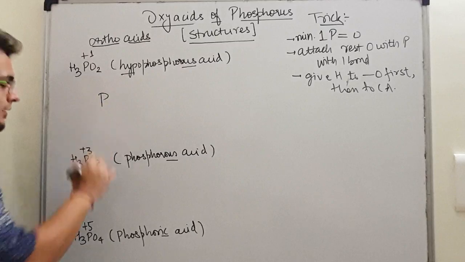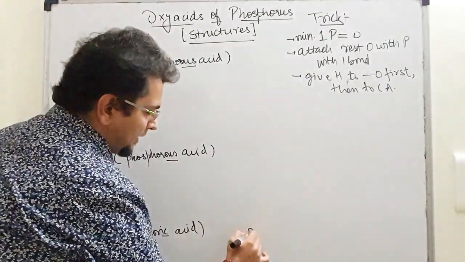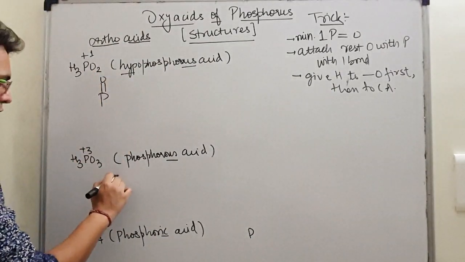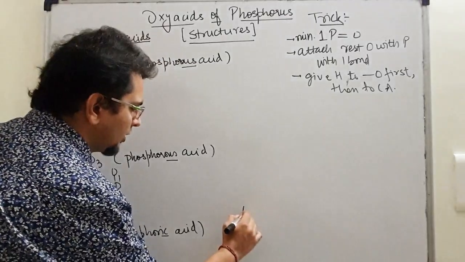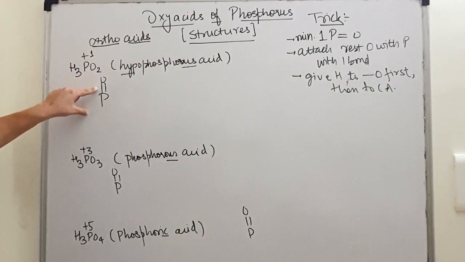H3PO2, so you will write P. H3PO3, you will write P again. H3PO4 also, you will write one P. Great. Double bond O is compulsory, bhaiya. Very good. How many oxygens are left? There were 2 oxygen atoms. One came as double bond O.